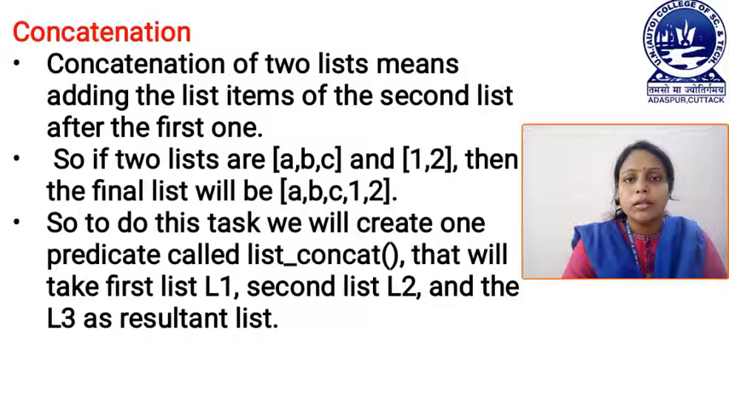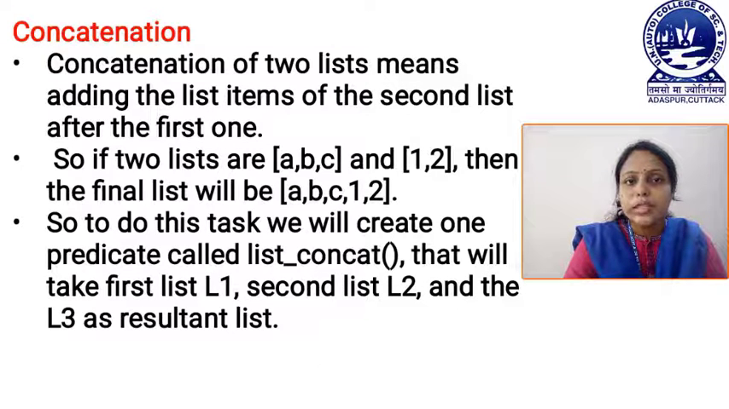In concatenation, when we want to concatenate two lists, that means adding the list items of the second list after the first one. Basically, we concatenate one list with another list. Suppose the first list contains the elements A, B, C and the second list contains the elements 1, 2. Then the final list after the concatenation operation is A, B, C, 1, 2. This is called the concatenation operation.